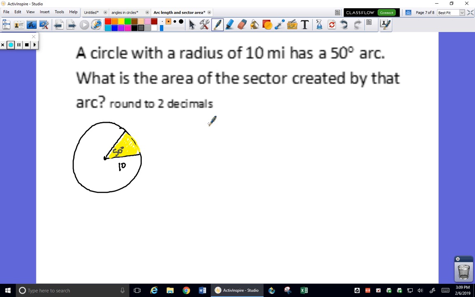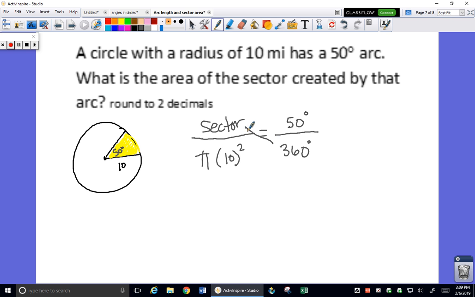So we want sector area. Sector area is a portion of the entire area. We find area by doing pi r squared. Keeping it in terms of pi will be fine. We want to round it to decimals, but we'll do that at the end. So we have a 50-degree arc, and that is compared to 360 degrees. So we're comparing part of the area to the entire area. That equals part of the arc to the entire arc, 360.